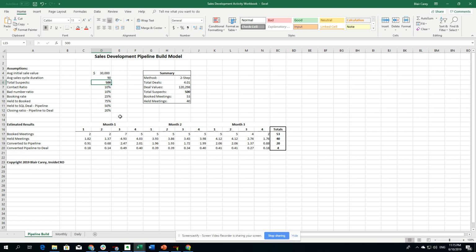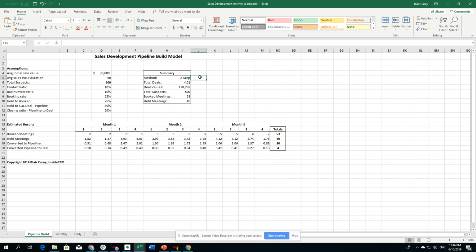Approximately how many people we expect to connect with of the total prospect pipeline pool. How many we expect to be bad numbers. How many of the people that we actually speak to do we intend to actually book a meeting with? And of those that are held, those that turn into a pipeline deal, and those that are closed. And then the other thing is what methodology we're going to be using, a 2-step, 3-step, or 4-step sales cycle process, to understand how long it will take. And this is the summary of the total values that would happen.